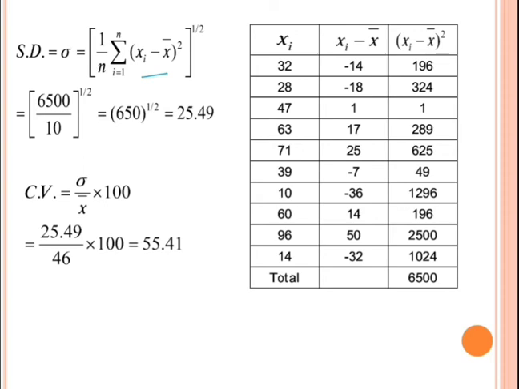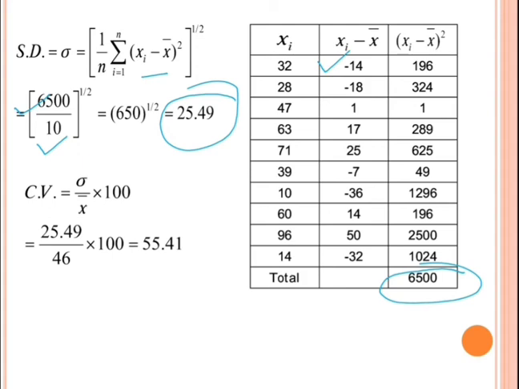As done in the first and second examples, we'll find xi minus x bar, square this term and find the total, that is 6500. So 6500 divided by the total number of values, that is 10, raised to 1 by 2. On simplifying this, you get your answer as 25.49. This is the standard deviation for machine A.